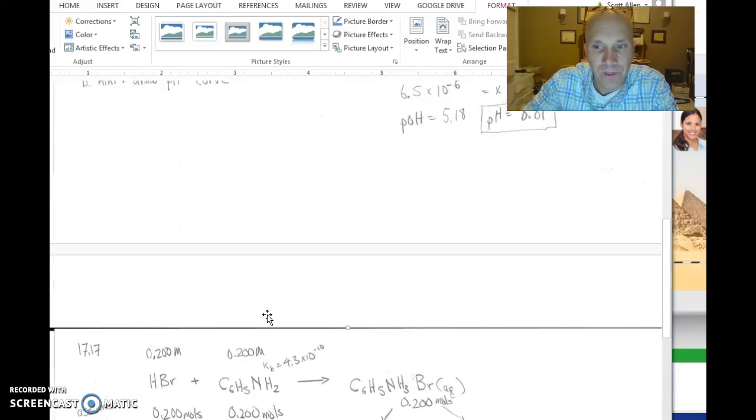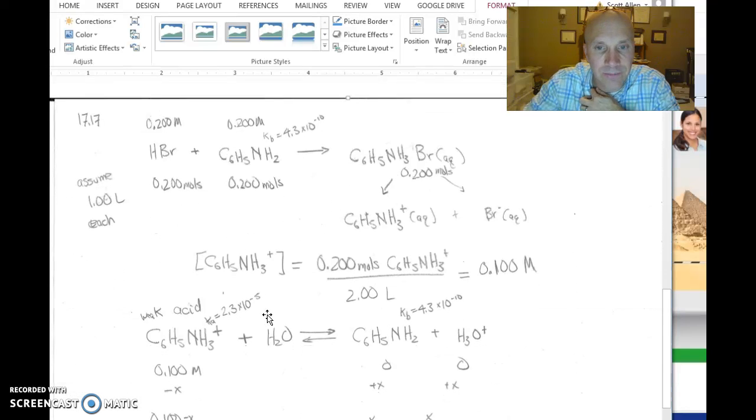Okay, so in the next problem, which was 17.17, you're going to have this reaction right here. This compound is called aniline. The one thing about this problem is that even if you don't know how this would act as a base, in the problem it is specifically mentioned as being a base. So what we could assume is that if it acts as a base, it's going to accept an H plus from an acid.